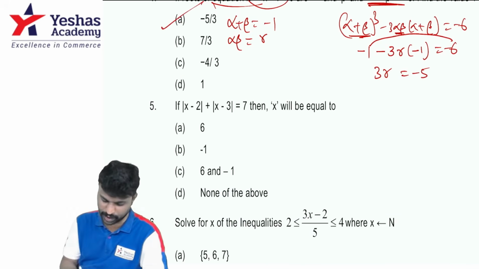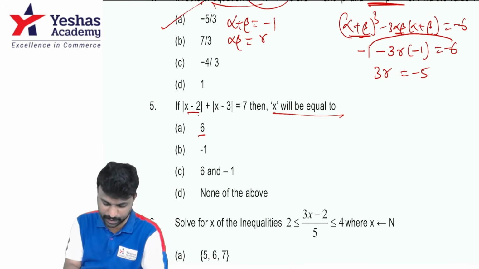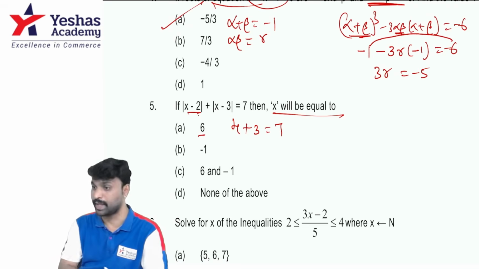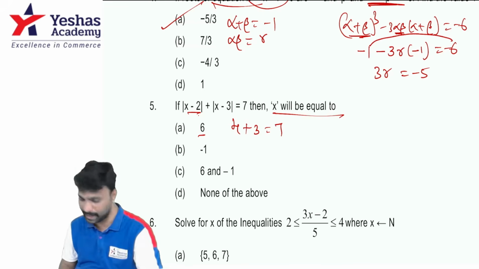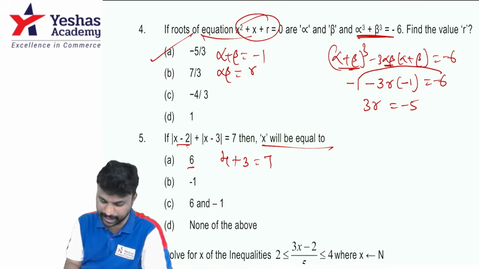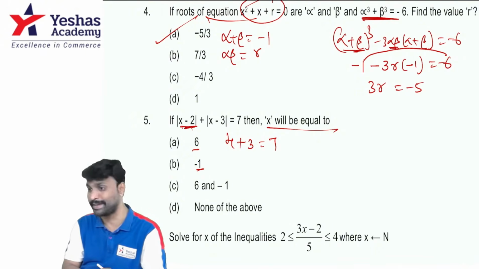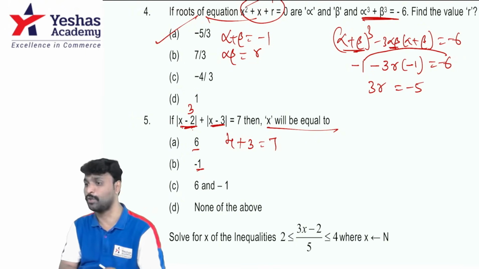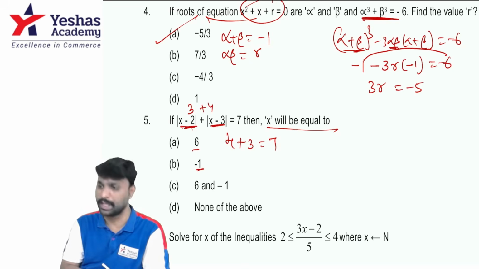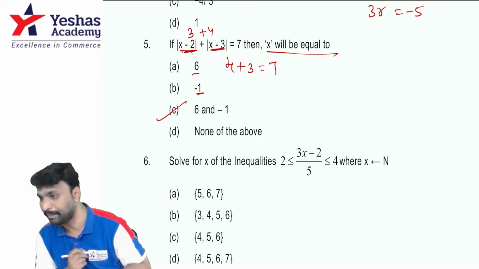Moving on to the next question, guys, x will be what? If I put x equal to 6, 6 minus 2 is 4, 6 minus 3 is 3, 4 plus 3 is equal to 7. And hold on, since there is an option 6 as well as -1, you have to even check -1. If I put -1, -1 minus 2 is -3, mod of -3 is +3, and -1 minus 3 is -4, mod of -4 is +4. So 3 plus 4 is 7. That means both 6 and -1 would satisfy.